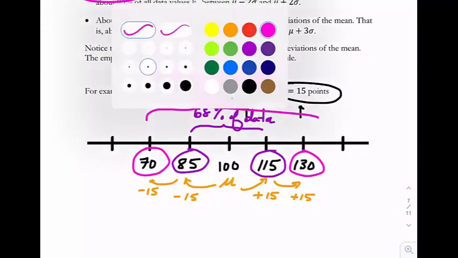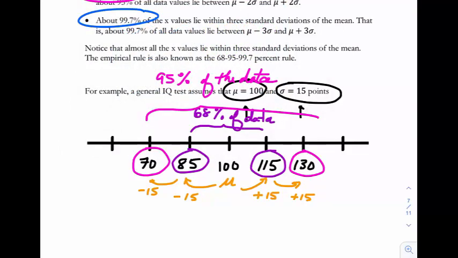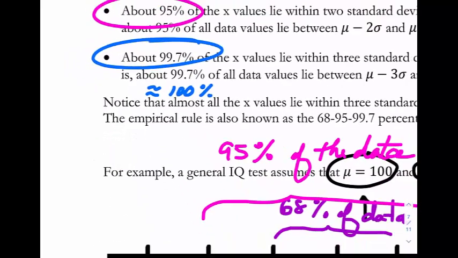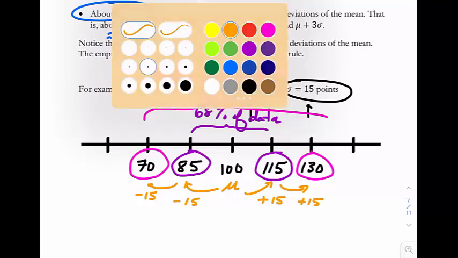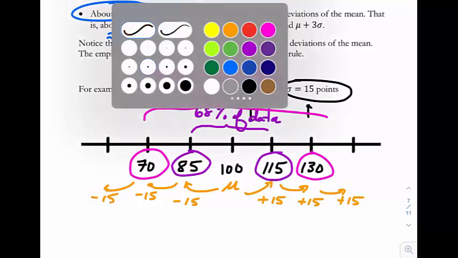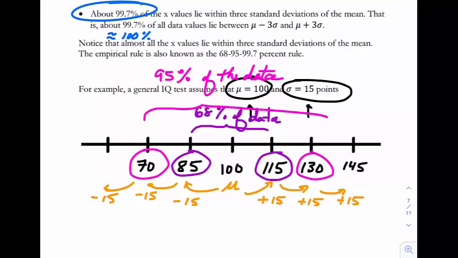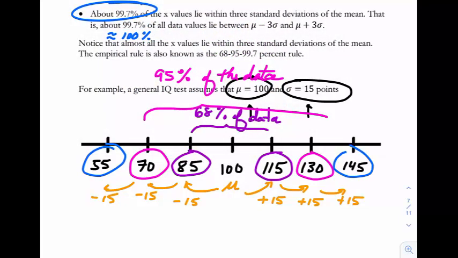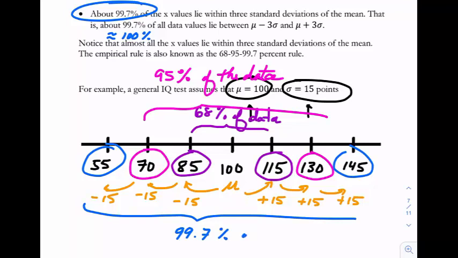The last bit deals with 99.7%. If we did that one more time, we'd have almost 100% of our data. I want to emphasize that 99.7% is almost or just up to 100%, so I really don't want to count more than 3 standard deviations, even though you could. Let's do that one more time: add 15 points and subtract 15 points. Adding 15 gets us up to 145 IQ points, and minus 15 gives us 55 IQ points. Those are the extreme ends, the lower bound and the upper bound, and between those two numbers represents almost everything: 99.7% of all data collected is between those two values.